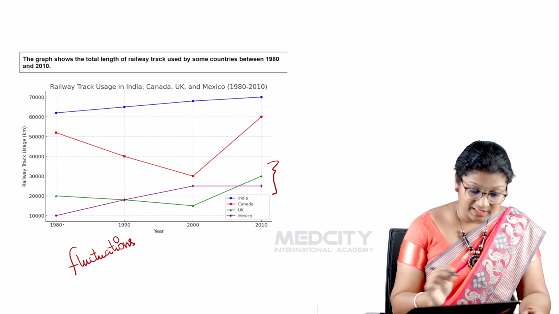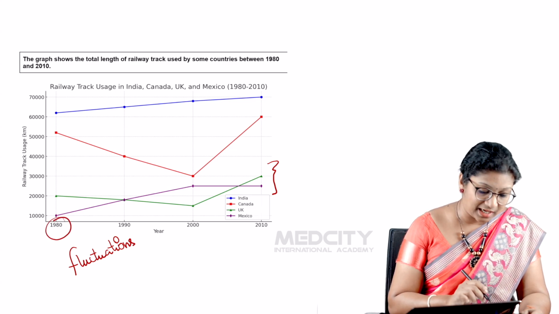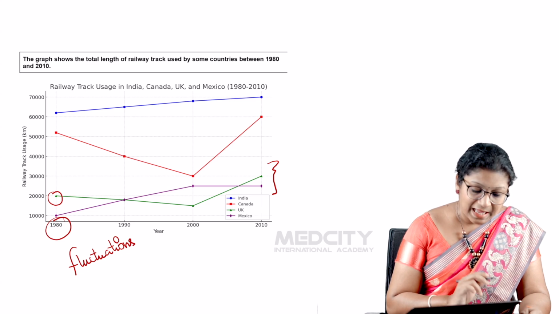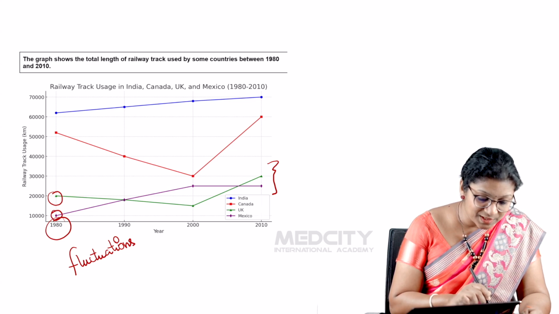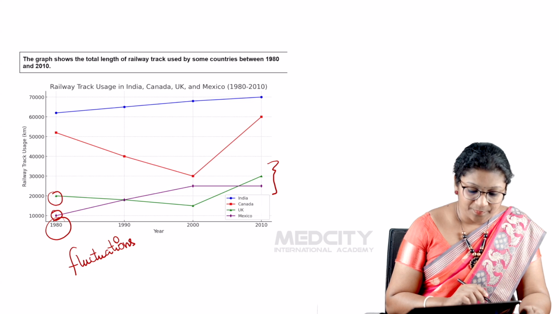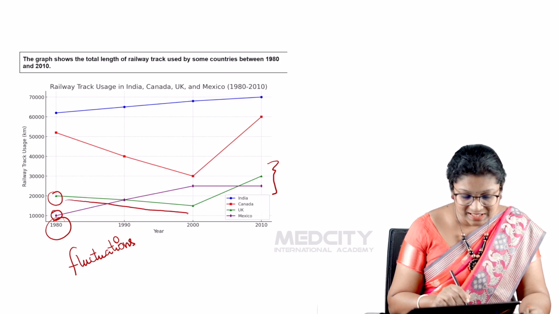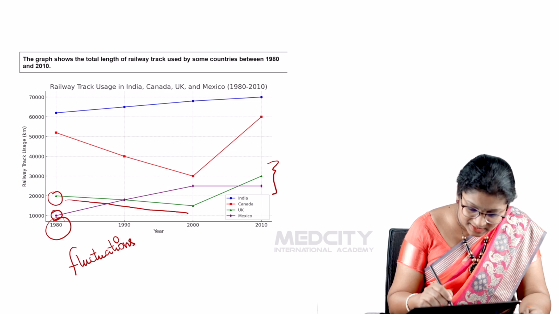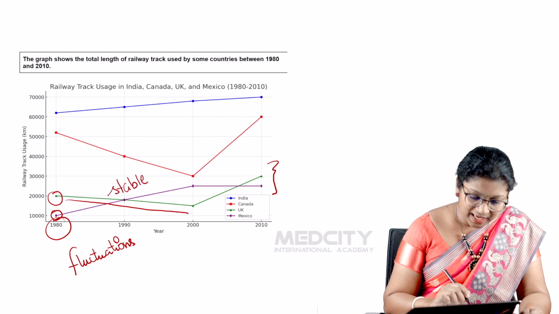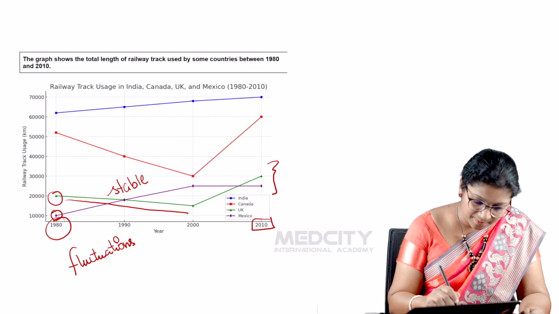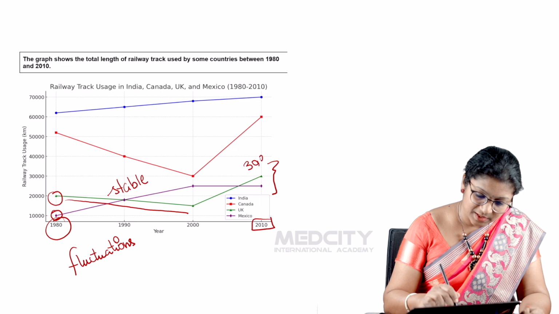We can begin with 1980, the starting year. So for the UK, it was 20,000 kilometers. At the same time, for Mexico, we can see it was 10,000 kilometers. Now, in case of UK, it remained quite stable. So I can use the word stable here in case of UK. And by 2000, the number is 30,000 kilometers.